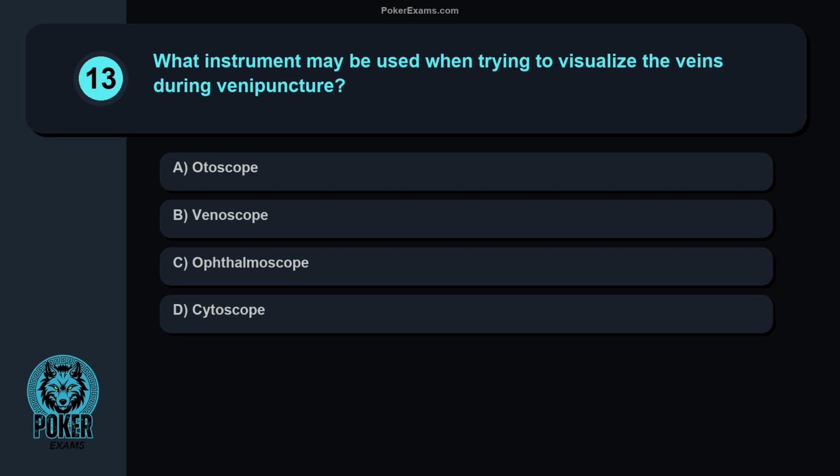Question 13. What instrument may be used when trying to visualize the veins during venipuncture? Otoscope. Venoscope. Ophthalmoscope. Cytoscope.